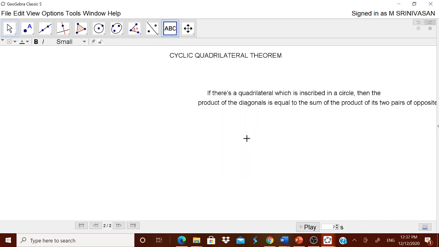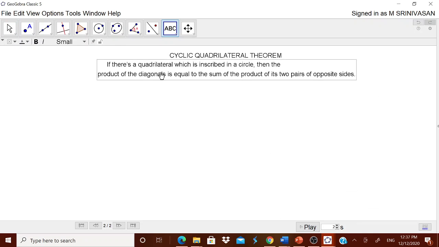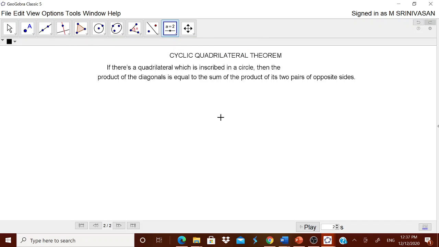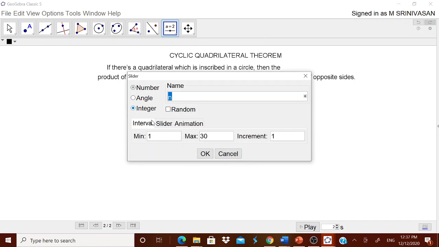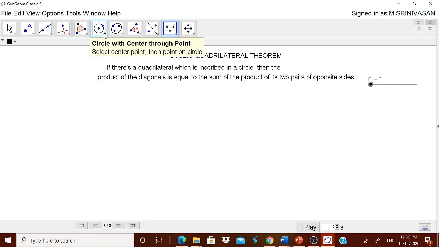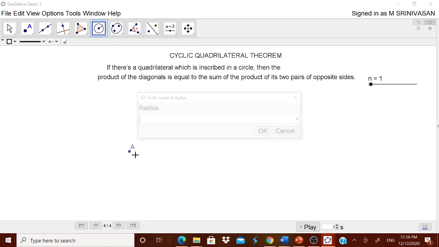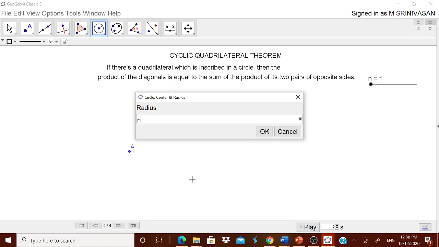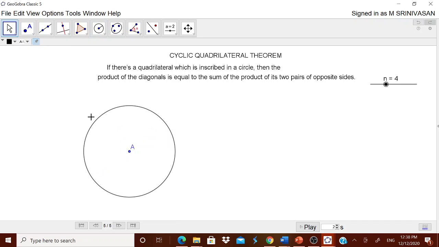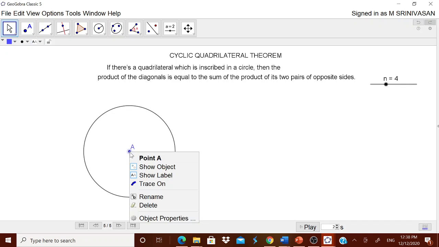Now we can draw a cyclic quadrilateral for any arbitrary circle, but I am going for a circle with integer radii, so that it will be easy for me to have a different circle and show them that the property holds good. For that I am going for this circle with center and radius, and immediately I will put the radius as n, so that when I move this, that also will increase.